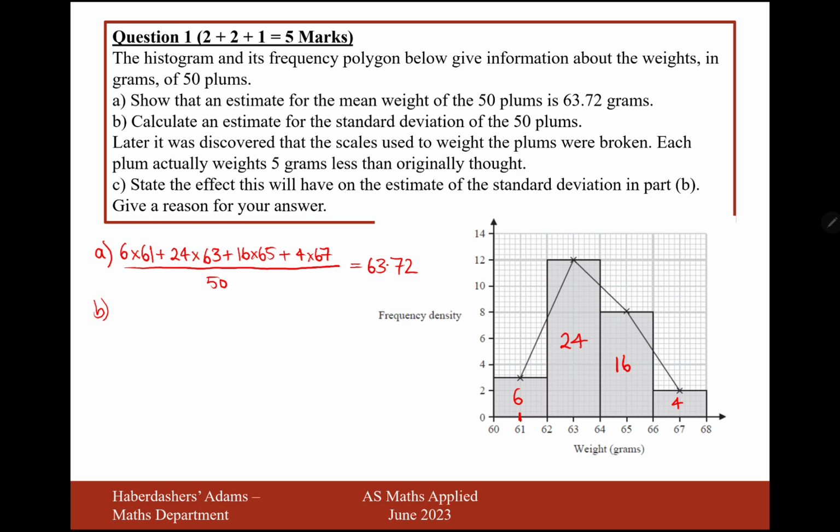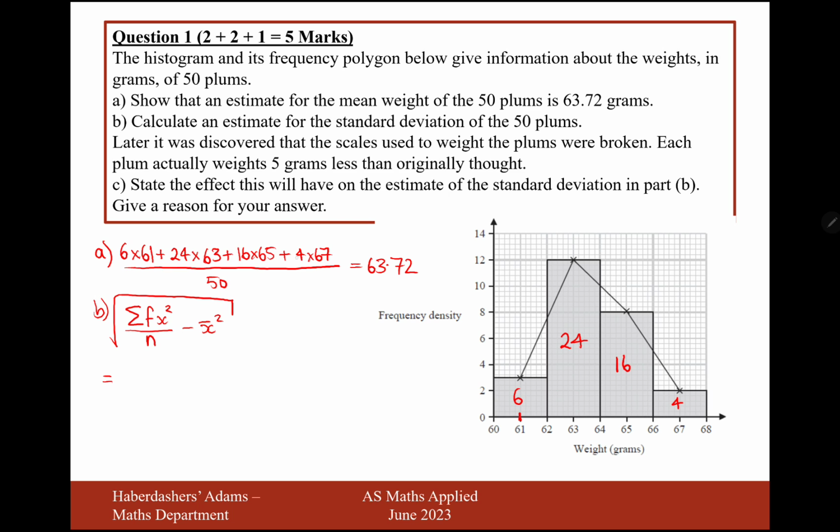Okay, moving on to part B, calculate an estimate for the standard deviation of the 50 plums. Okay, so let's remind ourselves of the standard deviation formula. It is to add up the frequency times the data values squared divided by n minus the mean squared, and then we square root it for standard deviation. So let's do this calculation then.